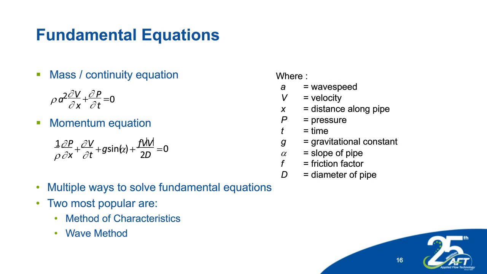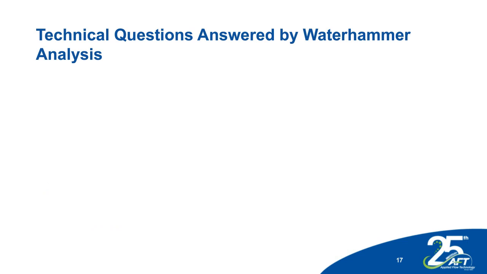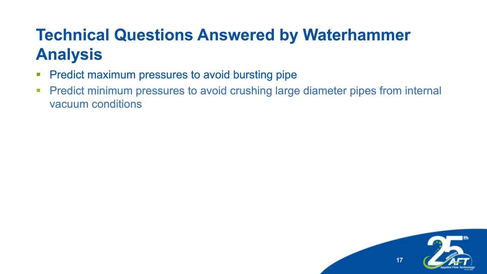So now we've seen the equations. There are some important questions that can be answered by doing a Waterhammer analysis. And one of them is simply to help you predict maximum pressures in your system. This is to help you avoid bursting the pipes. So you'd want to compare your maximum pressures with the pressure ratings of the pipes, and that way you can ensure that they're lower so you avoid pipe bursting.